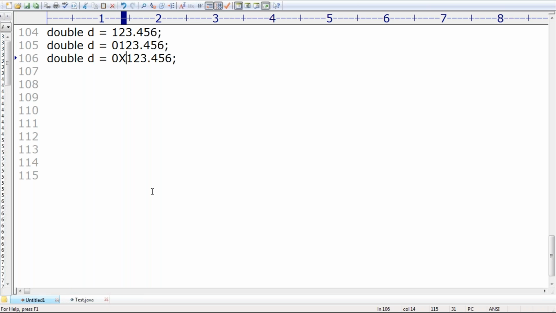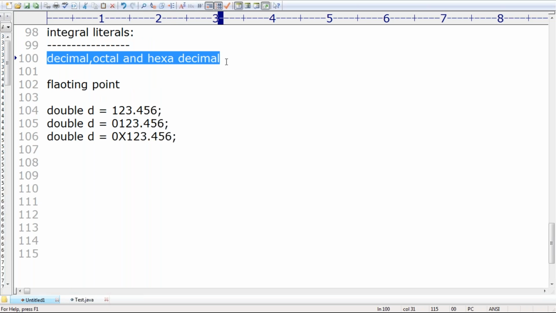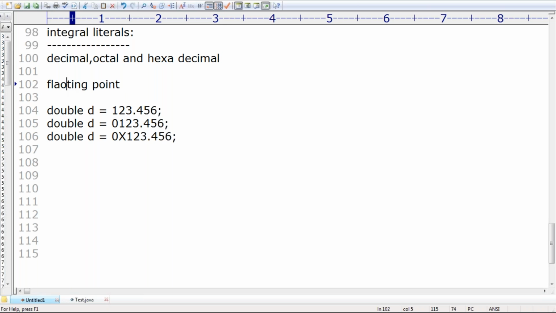Remember, take very special care here. For integral literals, there are three ways: decimal, octal, hexadecimal. But for floating point literals, only the decimal form is allowed. Octal and hexadecimal styles are not allowed for floating point literals. Remember that. Everyone able to understand?